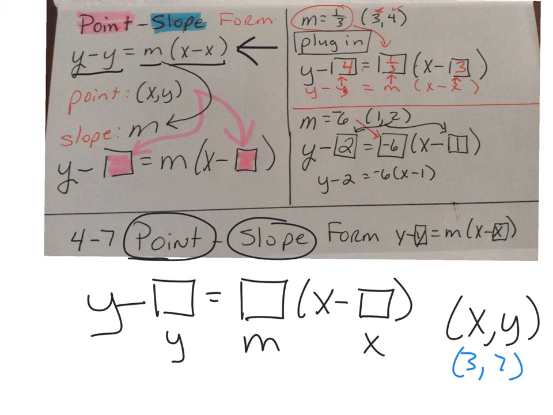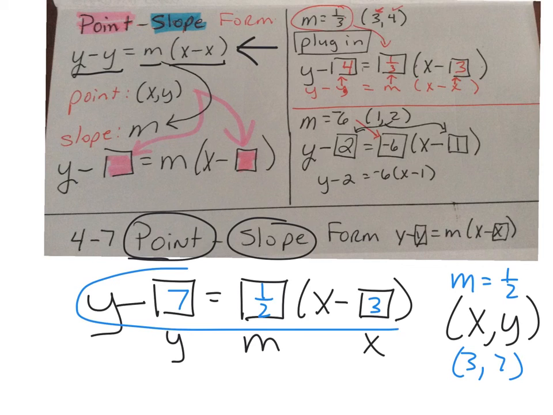Since 3 is my x, that goes right there. And since 7 is my y, that would go in that box. The only thing we would need now is a slope. Well, let's say our slope is 1/2. I would simply put 1/2 in the box. And this is point slope form. And we'll show you later what you can do with that point slope form by using the distribution method.